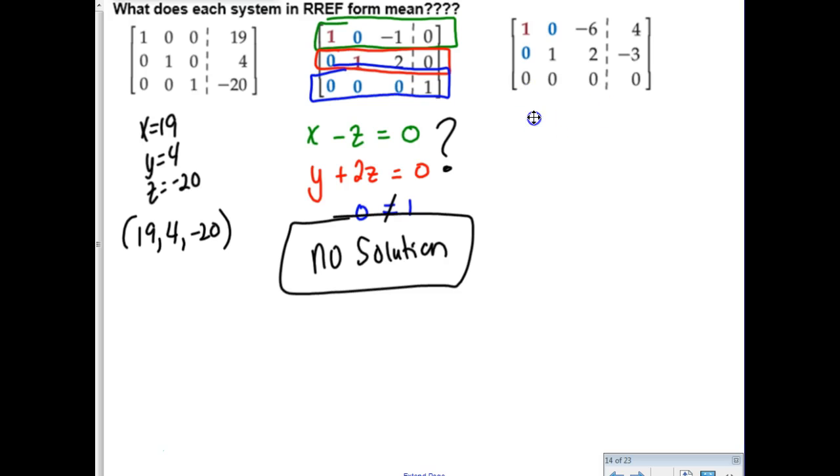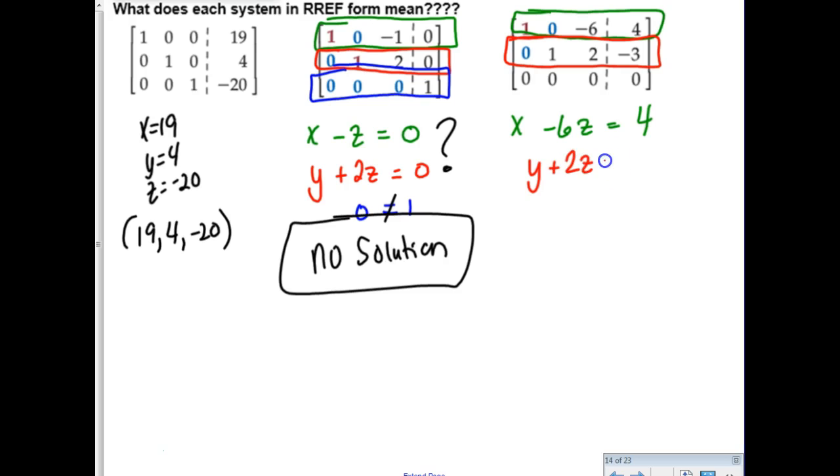But let's look at this third example. This is the fun one. All right, translate this first row for me. It says 1x minus 6z equals 4. And then this middle line, 1y plus 2z equals -3. And this is interesting. Okay, so that's a 0. 0 does equal 0. And we get this in algebra quite a bit, where you get a true statement, but not a helpful statement. Like 0 equals 0, but that doesn't tell you anything. It doesn't tell me anything about a variable that usually shows up in my third row, which is z. So we're going to have many solutions in this case.